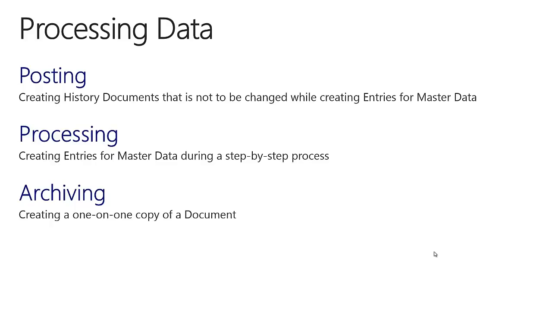In processing, the original data is not removed. During the process, the system might create entries or documents. Examples of processes are production orders and jobs. The last pattern is archiving. This is where a one-to-one copy is generated from the original document, in order not to lose data if the original document is deleted. Archiving is very limited in Dynamics NAV and only exists for sales and purchase documents.